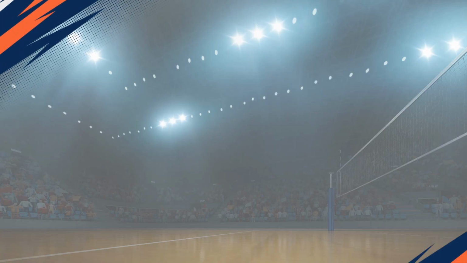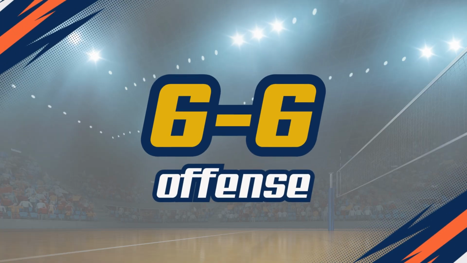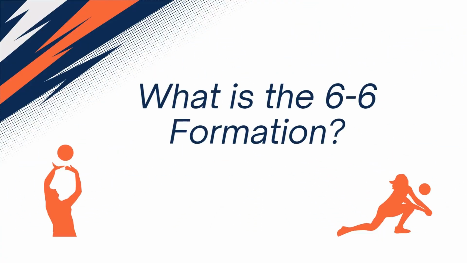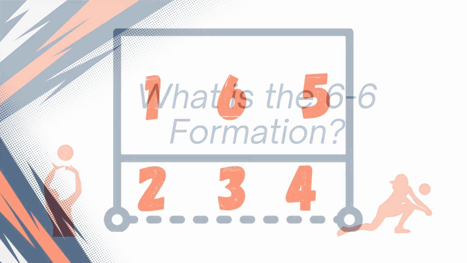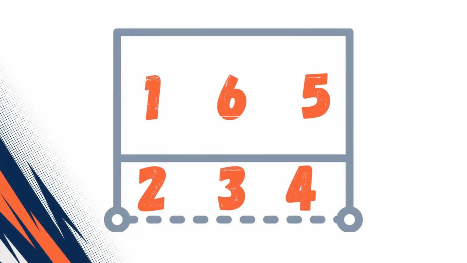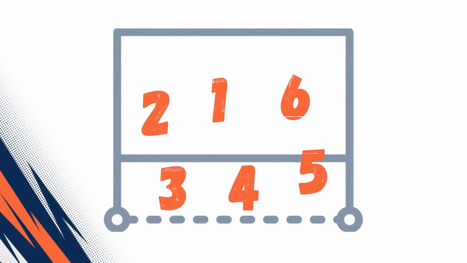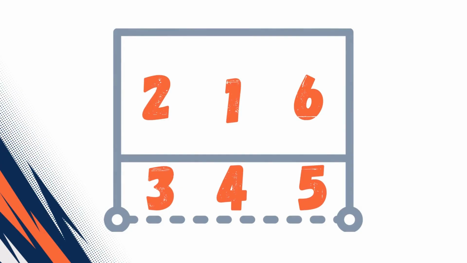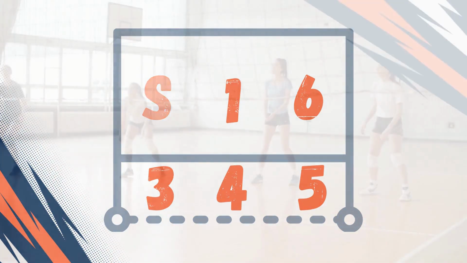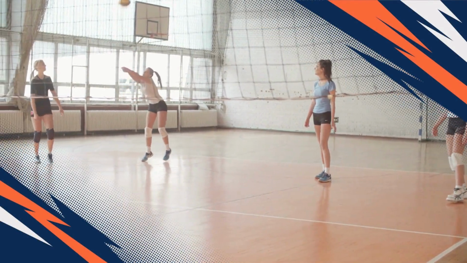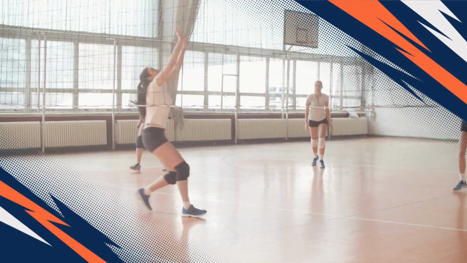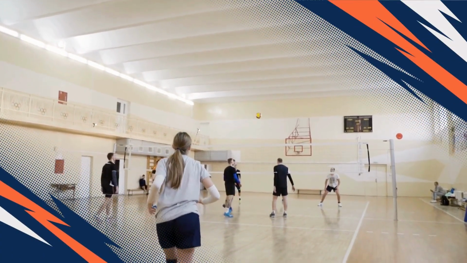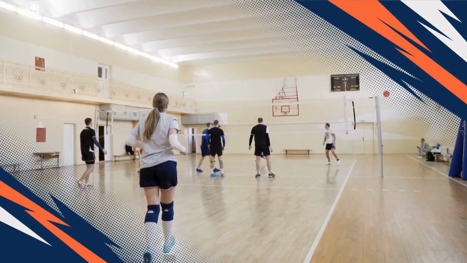Now let's take a look at the 6-6 volleyball offense scheme. What is the 6-6 formation? In a 6-6 formation, all 6 players are treated the same. Everyone rotates through every position, and whoever is in the right back position becomes the setter. There are no specialized setters and no designated hitters. Players learn all the roles: passing, setting, hitting, blocking. It's a fantastic way to build foundational skills.